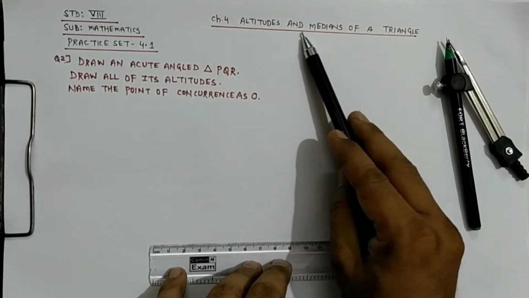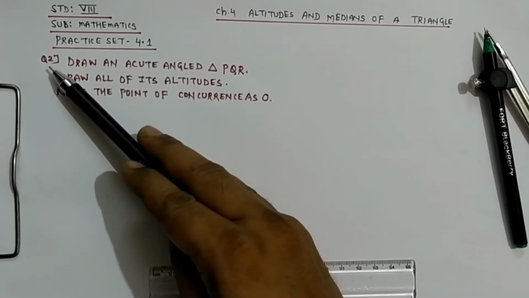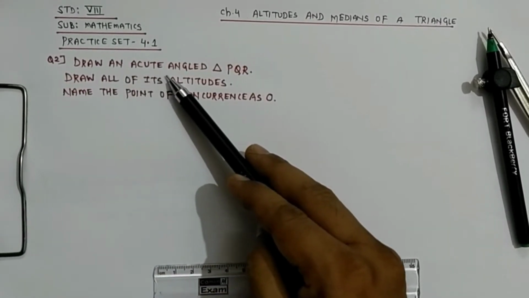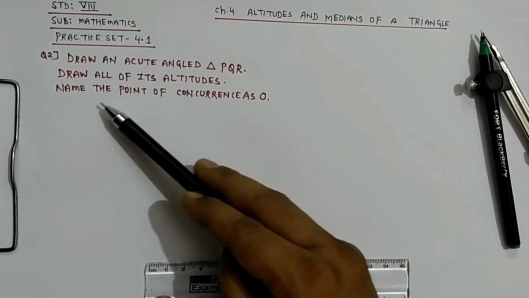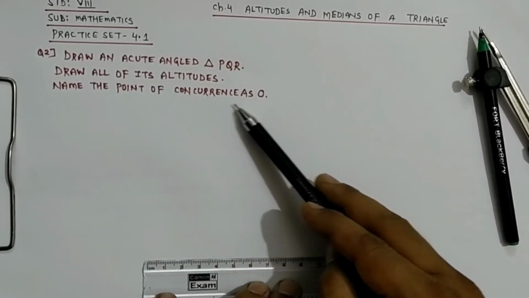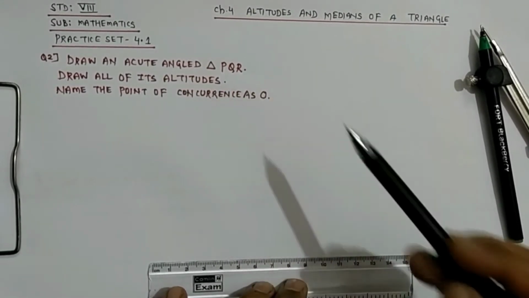Chapter 4, Altitudes and Medians of Triangle, Practice Set 4.1. Question 2. Draw an acute angle triangle PQR. Draw all of its altitudes and name the point of concurrence as point O. So in this triangle we have to draw altitudes. Let us start.